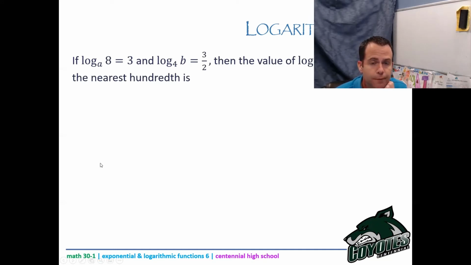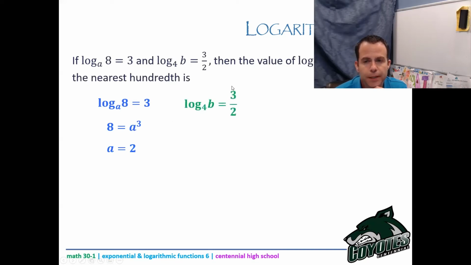So let's start with figuring out a. I know that log base a of 8 is 3. I'll switch that to exponential form. That tells me 8 equals a to the 3, which tells me a is 2. Now I'll solve for b here. So log base 4 of b is 3 over 2. Switch that to exponential form: 4 to the 3 over 2. Well, remember, over 2 means the square root. So the square root of 4 is 2. 2 cubed is 8. So b is 8.